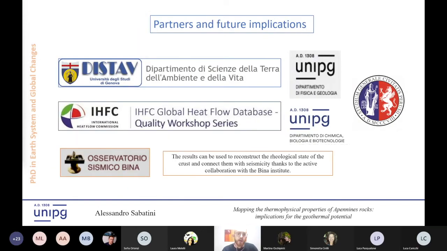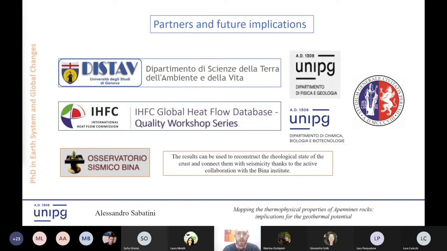For the achievement of the goals, collaborations are planned with the area of mineralogy of the University of Perugia, with the Department of Science, Environment and Life of the University of Genoa, which for years has been involved in studies and measurements of thermal conductivity, and with the Department of Chemistry, Biology and Biotechnology of the University of Perugia for porosity measurements.